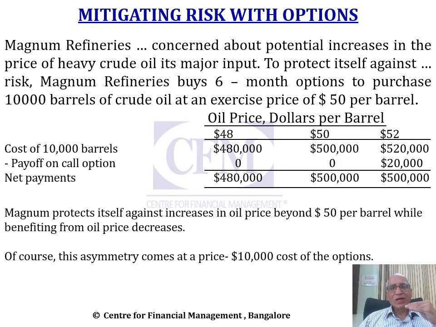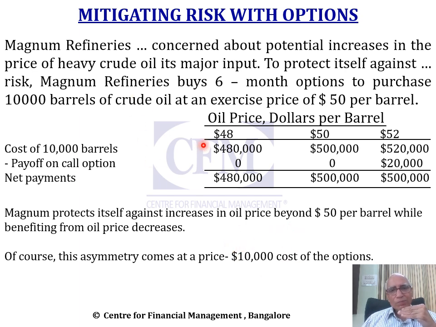To understand how options may be used for mitigating risk, let us look at an example. Magnum Refineries is concerned about potential increases in the price of heavy crude oil, its major input. To protect itself against risk, Magnum Refineries buys 6-month options to purchase 10,000 barrels of crude oil at an exercise price of $50 per barrel. It pays a premium of $10,000 to buy the call option.